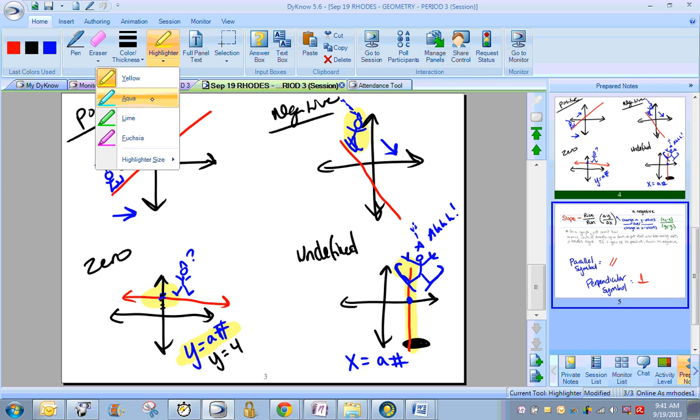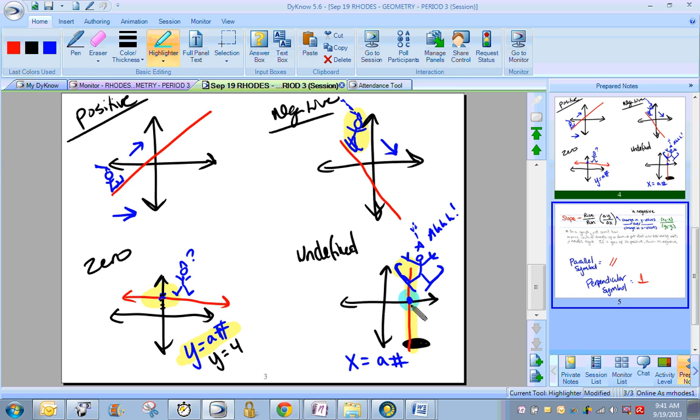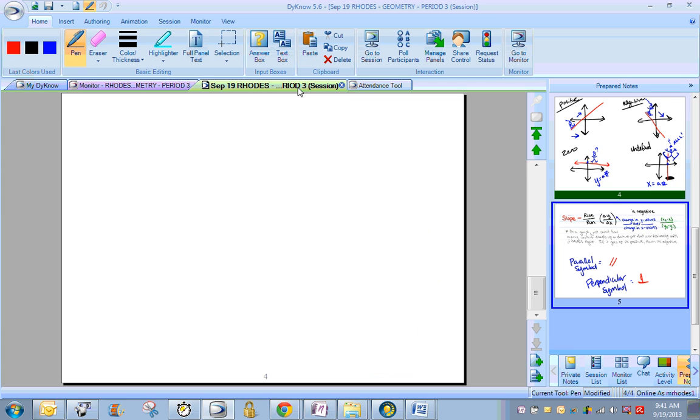Now, which axis does this one cross? The x. So it's going to say x equals a number. An example of that would be like x equals positive 3, right? 1, 2, 3. Okay? So those are examples of how we think of slope. Okay? Next up, here's what I want you to do.